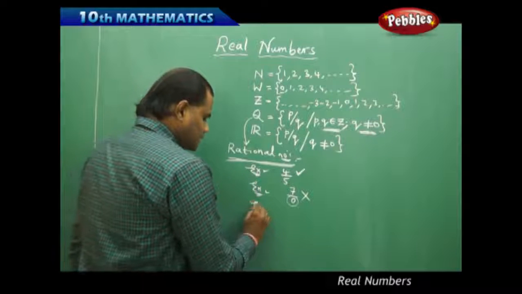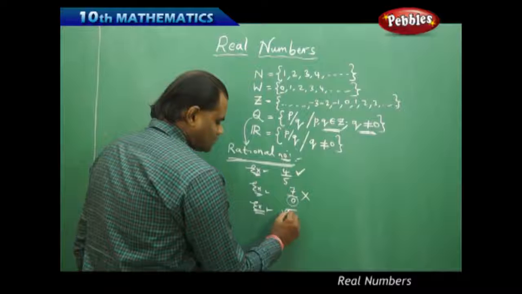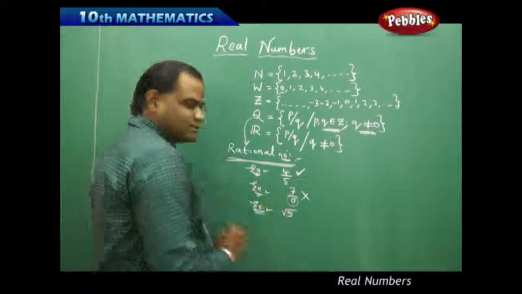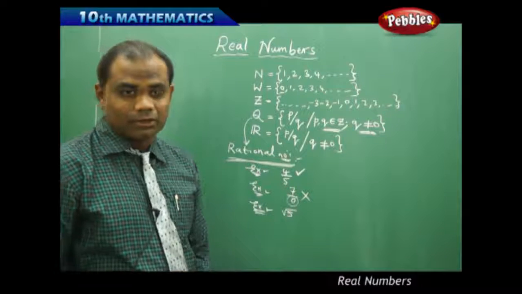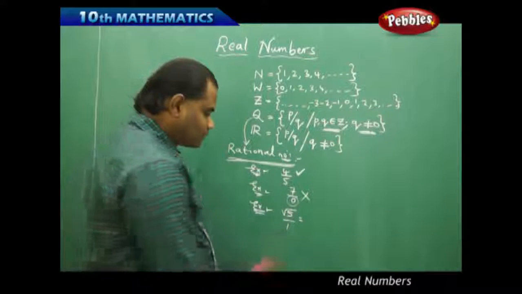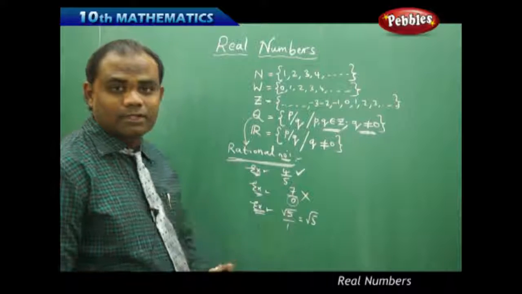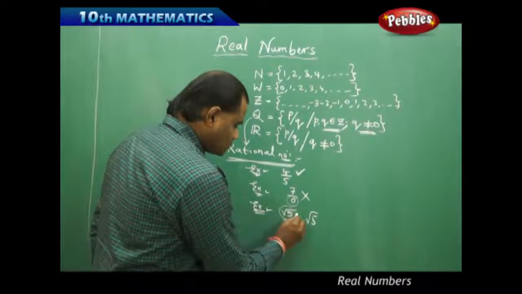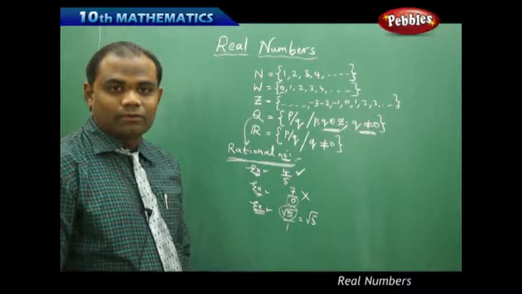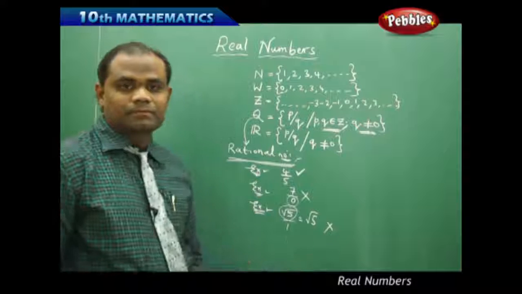Similarly, if I take another example, say root 5, then root 5 is not a rational number because if you take this in the form p by q, root 5 can be written as root 5 over 1, and root 5 is not an integer. So p is not an integer. Therefore, this fails the condition of being a rational number.